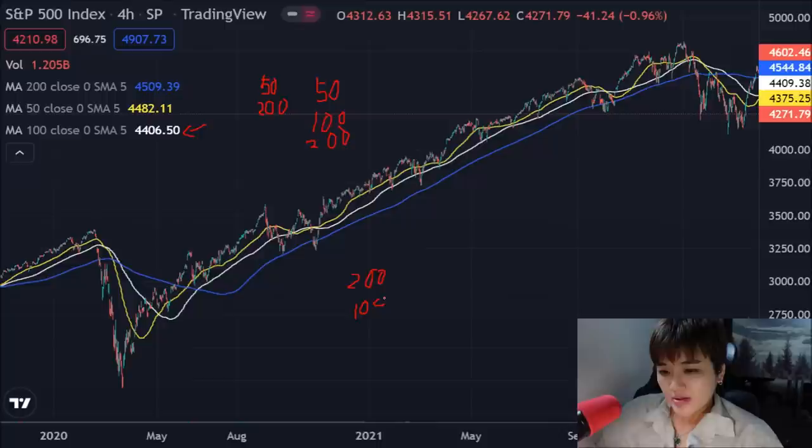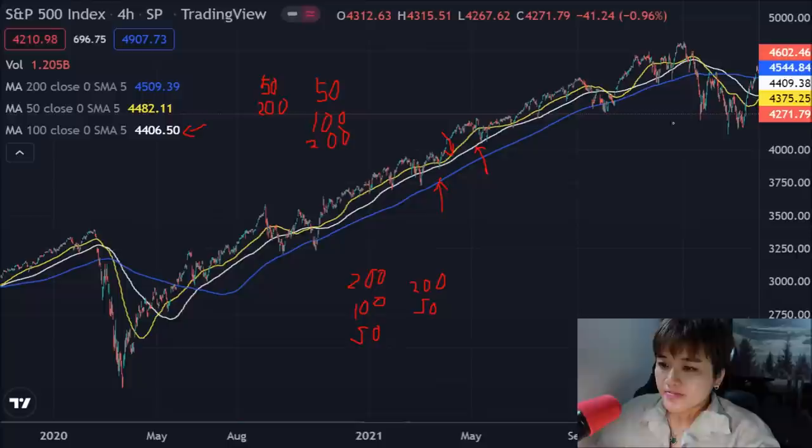If you're using 2, 200 to be above 50. Okay, so in this case, this is a good uptrend. These are 50. This white line is the 100, blue line is 200. Okay, so it's a strong uptrend.